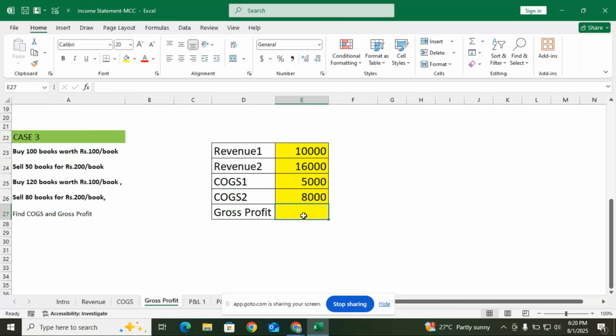How do we arrive at the gross profit? You have to sum up both. See, in the first case, revenue one is 10,000. So 10,000 minus 5,000 is 5,000 in the first case. Second case is 16,000 minus 8,000, which is 8,000. So 8 plus 5 comes up to 13,000. This should be your answer.